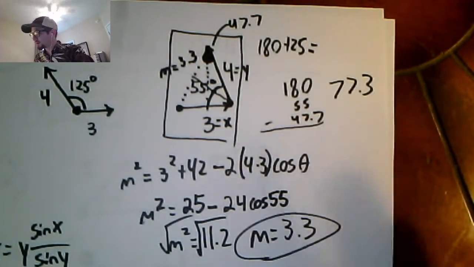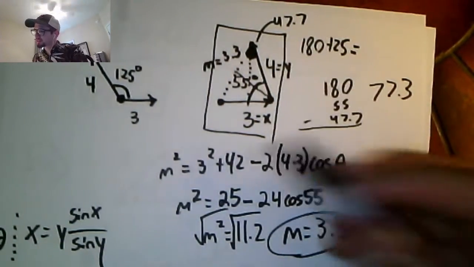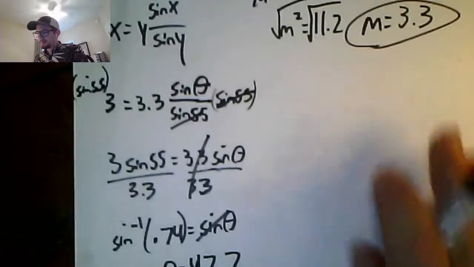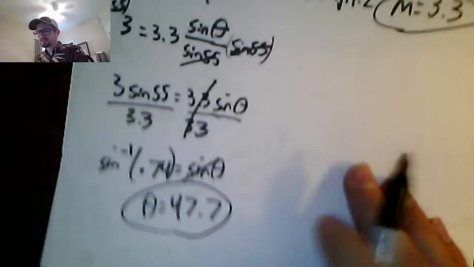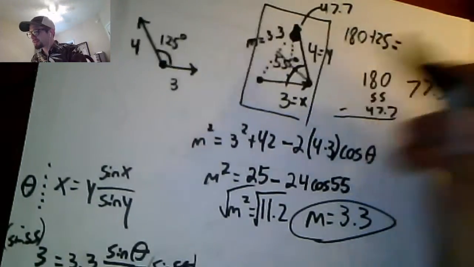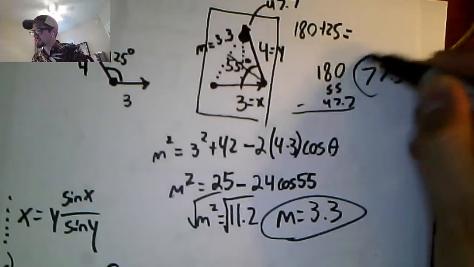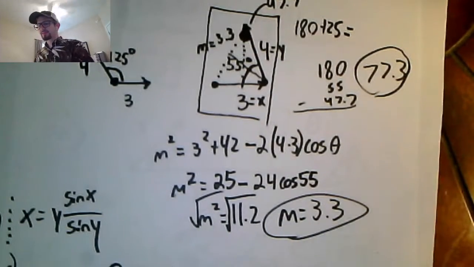So, what was I looking for? I wanted the original triangle drawn. I wanted m. I wanted your direction, your first direction. And then using that direction and your original angle, I wanted you to be able to find the third angle, which is 77.3. Absolutely disgusting. Absolutely raw. But let's talk about what you need to do.